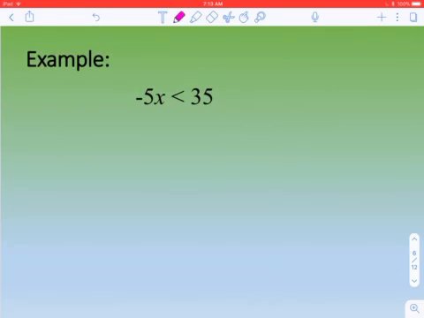On this next one, we are dividing both sides of the inequality by negative 5. Because we divide by a negative, we are going to switch the inequality, and it will be x is greater than negative 7.